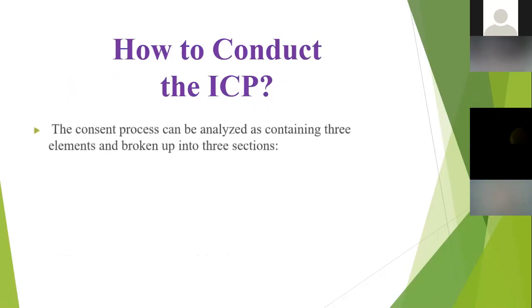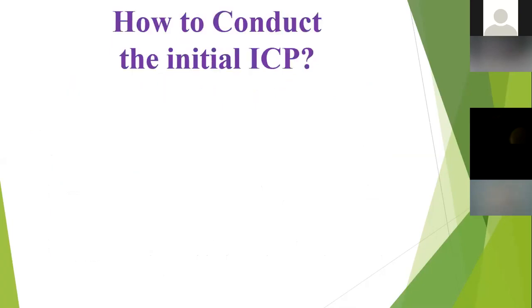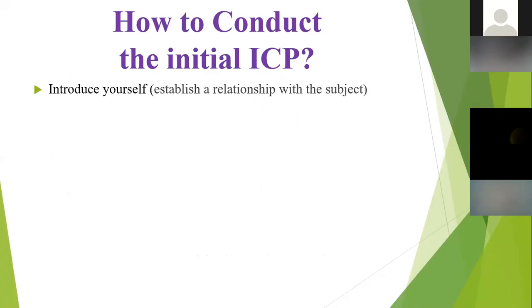So how to conduct the informed consent process. It can be broken down into 3 elements or 3 sections: the information that's given, comprehension, and voluntariness. Very important 3 principles. So when you actually walk into that clinic room or hospital room or wherever you're obtaining informed consent, logically you need to introduce yourself and establish some sort of relationship with that subject.